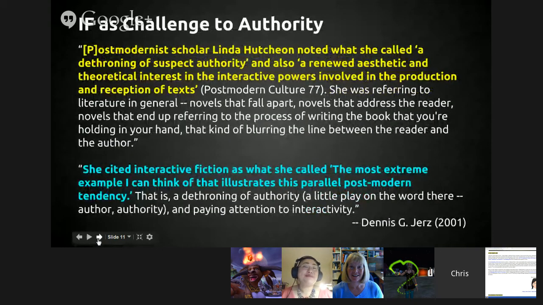Okay, so here's the proposition: interactive fiction is a challenge to authority. Let me explain this part. Gertz references the postmodernist scholar Linda Hutcheon, who noted what she called a dethroning of suspect authority, and also a renewed aesthetic and theoretical interest in the interactive powers involved in the production and reception of text. Funny enough, this postmodern scholar's quote actually counters Rosenblatt's reader response. It's fun to see these arguments.